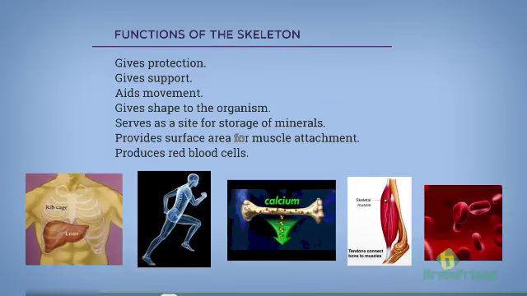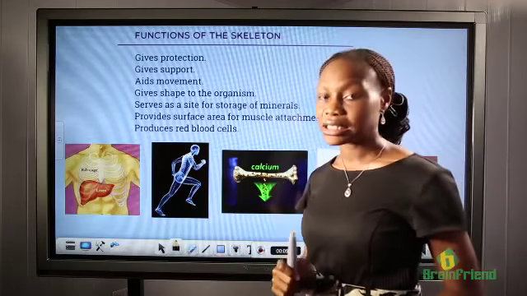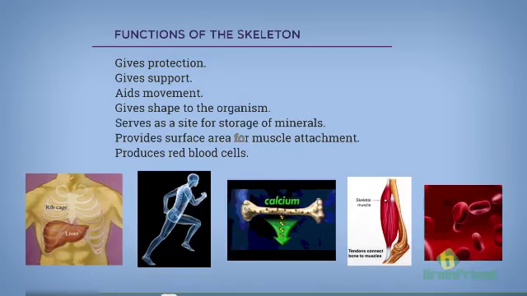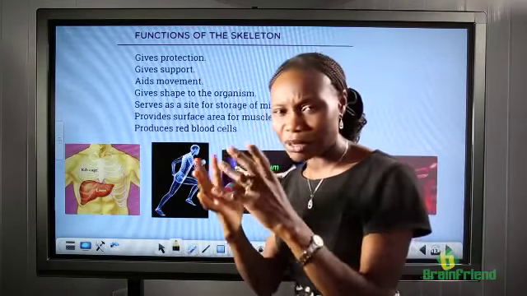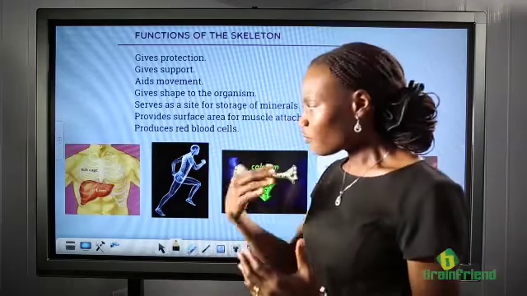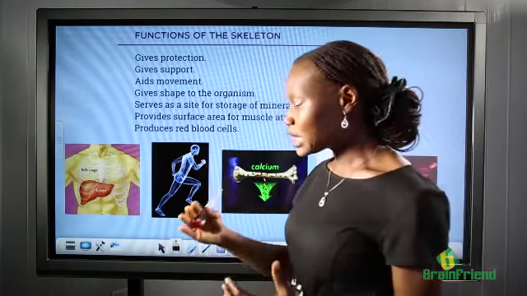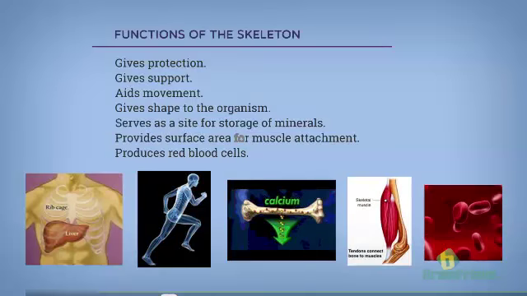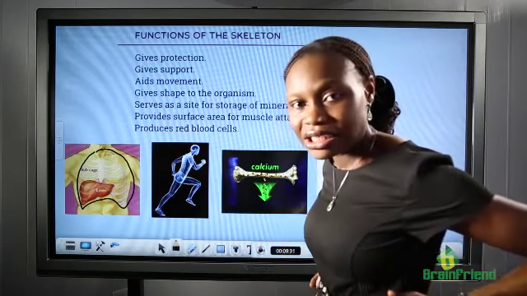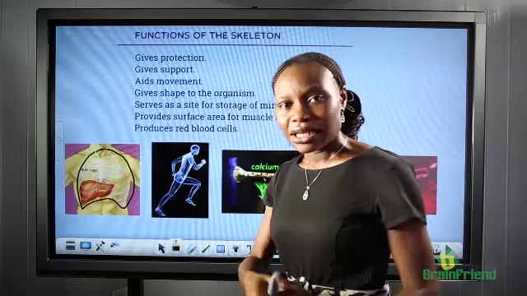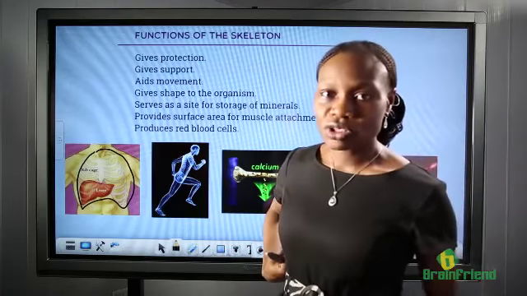Some functions of the skeleton: it gives protection to delicate, when I say delicate, very tender things that you should be careful about, delicate organs found within man or within an organism. The rib cage here from our picture we see is covering the liver to protect it. The rib cage in man, you can actually feel it down here. Imagine a deadly blow given to the rib.